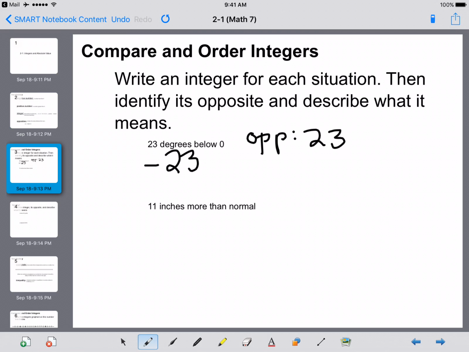11 inches more than normal. So our 11 is going to be a positive number. It's bigger than normal. Its opposite would be -11. And what it means is that it means it's 11 above 0.